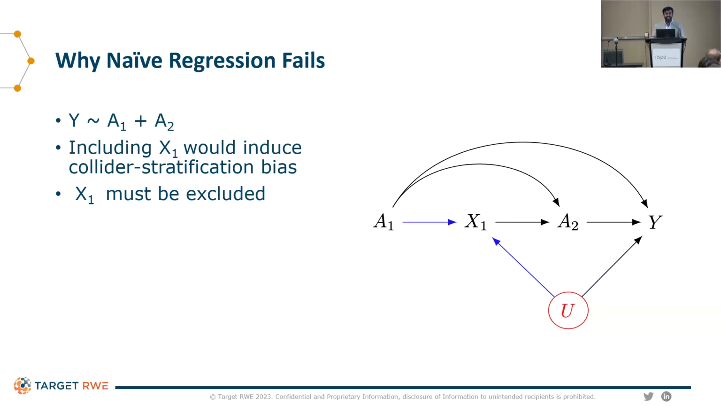Unfortunately, X1 is also a collider. You can see there are 2 arrows coming into it, one from the treatment at time 1, and an arrow coming in from U. So it's a collider. So we must exclude it, and we find ourselves in a bind. We both have to include it, and we can't include it.